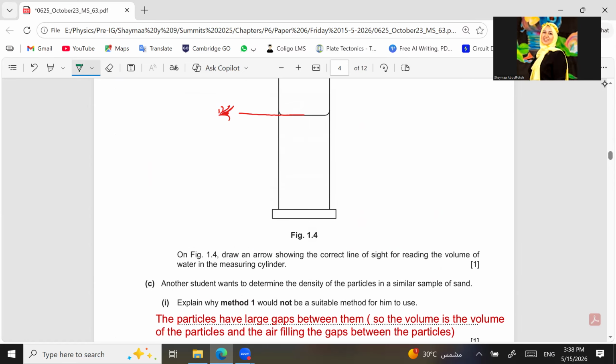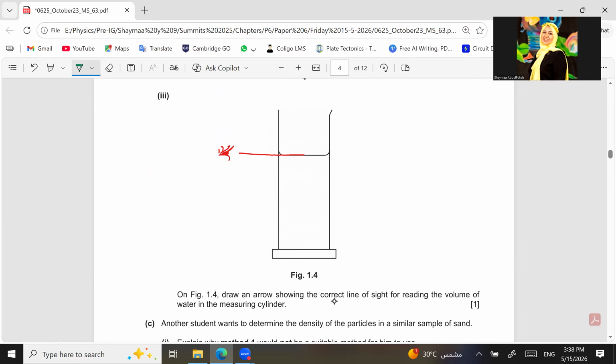He said, on the diagram, on the arrow, show the correct line of sight for reading the volume of water in the measuring cylinder. As you know, if I'm talking about the measuring cylinder, we have the meniscus. We take the reading at the bottom of the meniscus. First of all, you have to look perpendicular at the bottom of the meniscus. So I see the bottom of the curve and make a perpendicular line. So this is the correct reading.